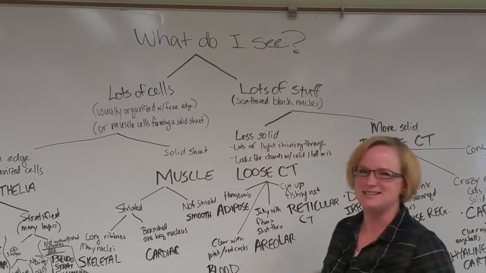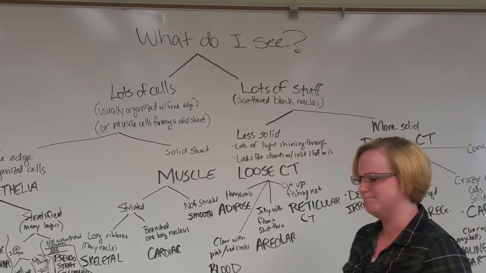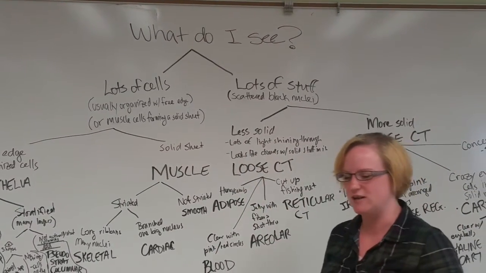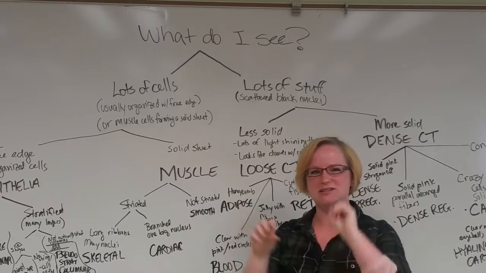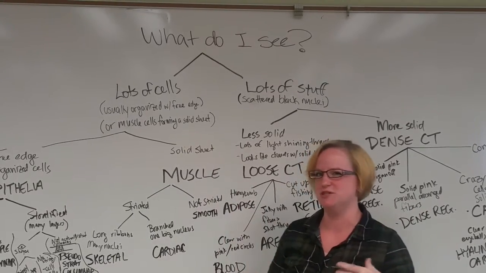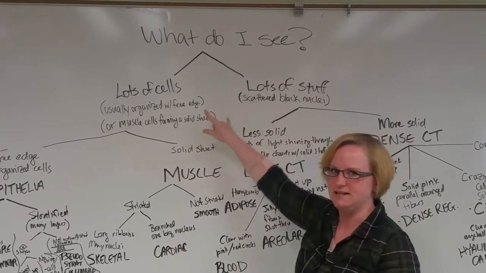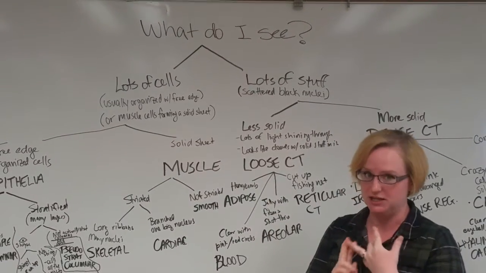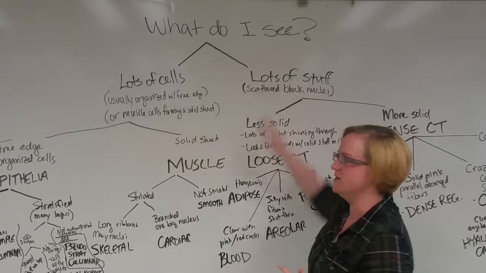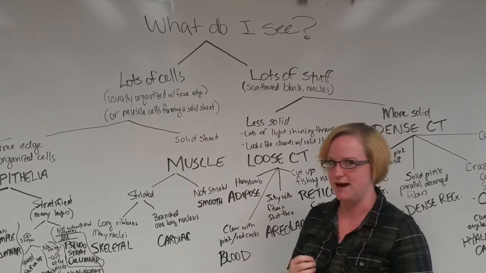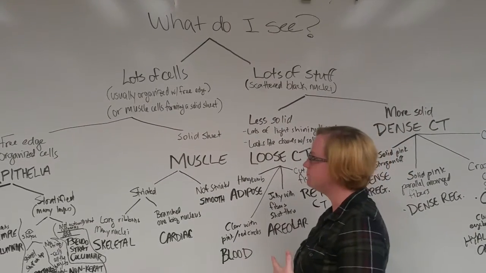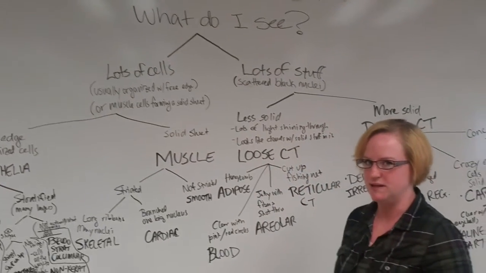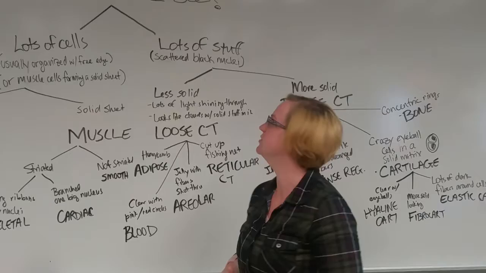Or am I just seeing lots of stuff? So am I seeing mostly space or matrix or a gel-like consistency with cells scattered throughout, maybe some fibrous stuff thrown in there? So that's the first thing I try to determine. Do I see a free edge and densely organized cells, or perhaps a sheet of cells? Or do I see just stuff with scattered nuclei and maybe some fibers thrown in? So let's start with connective tissue first, because I think it's a little bit easier to come to your conclusions.